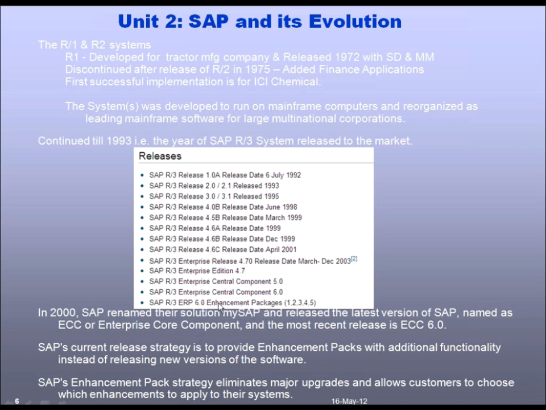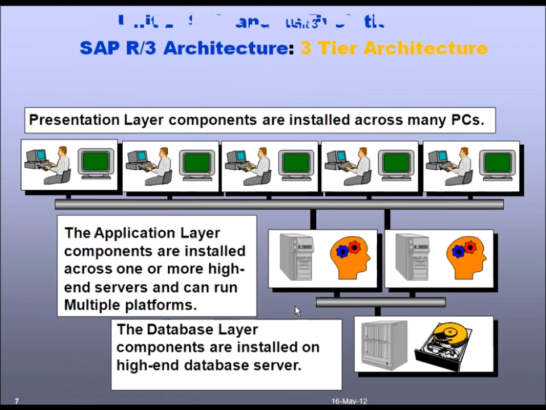ECC 6.0 Enhancement Pack 1 contains certain functionalities. Enhancement Pack 2 contains additional functionalities. Enhancement Pack 5 contains a few more additional functionalities, and it removes all the bugs available in the previous versions. So that's how SAP has evolved.